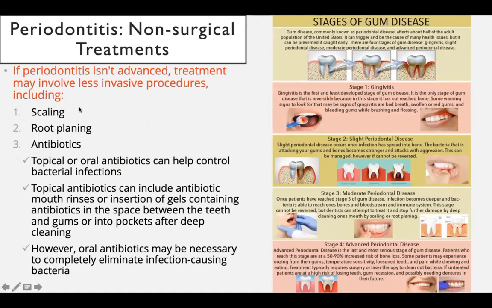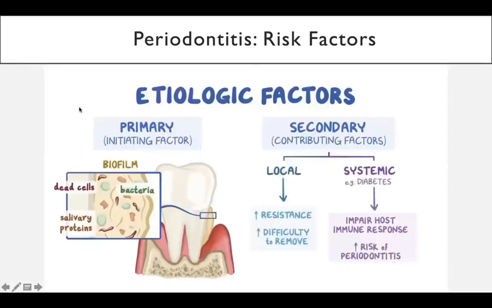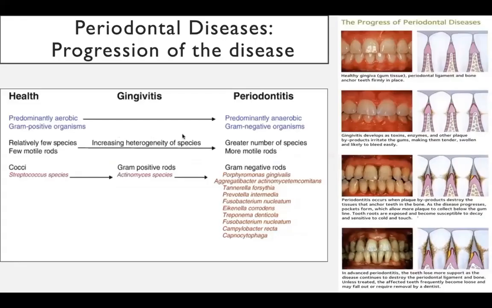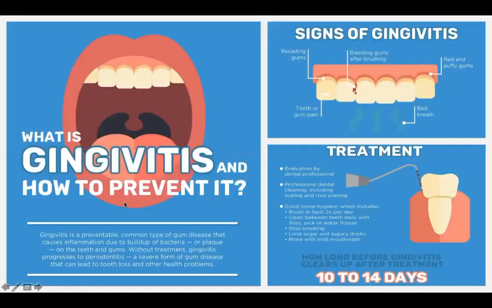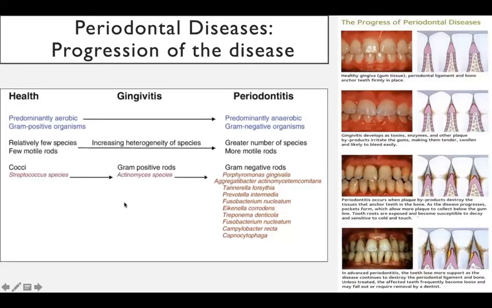You know what scaling and root planing are. Scaling removes tartar and bacteria. Root planing removes bacterial products toward the root and apex side, and discourages further buildup of tartar and bacteria, and also allows proper healing. This is scaling and root planing, right? No need to revise. You should know that.